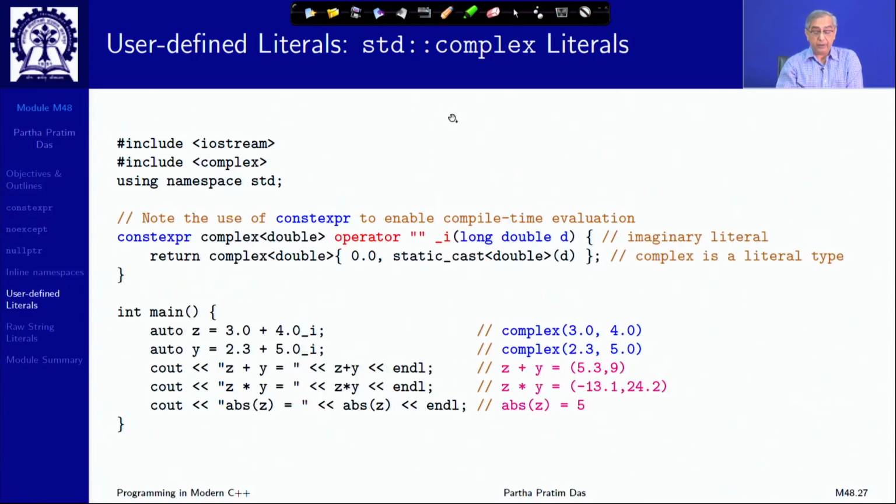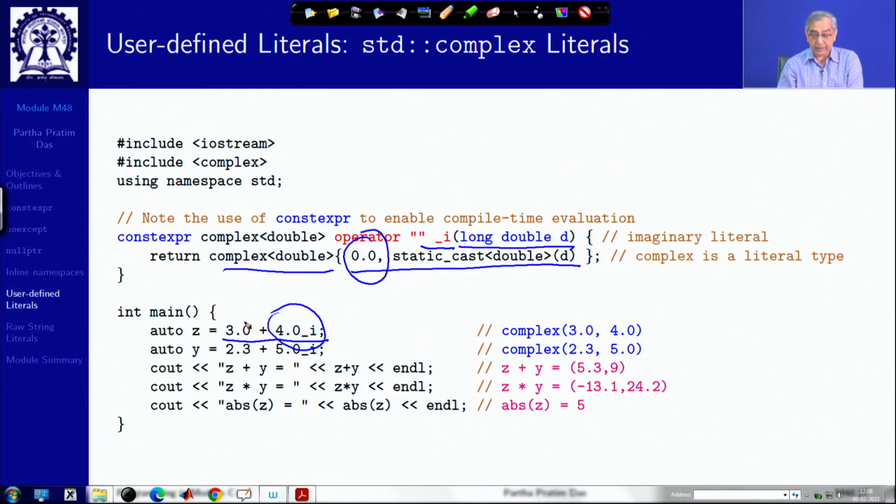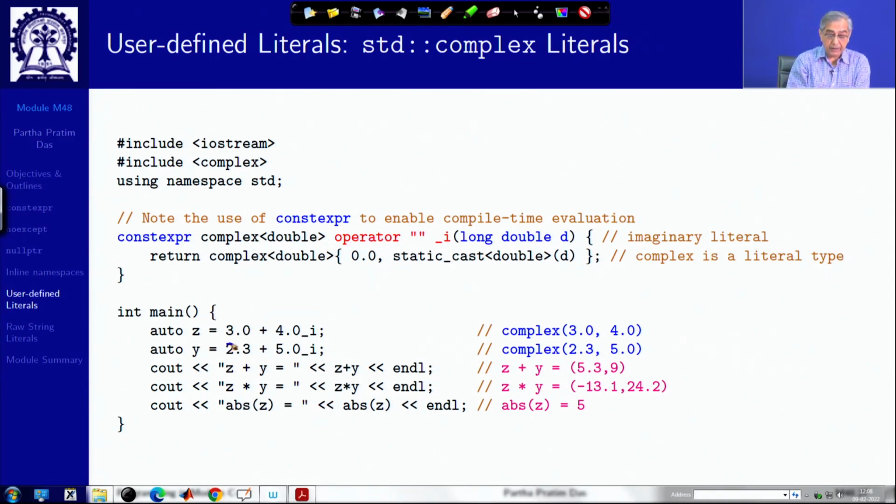Similar thing can be done for say a complex. So, I am using an underscore i, the value is taken as long double, and I construct a complex object of the standard library. And then I use it like this. I am assuming that the real part is 0 and the imaginary part is provided by this literal conversion. So, 3 plus 4.0 underscore i gives me a complex number 3.0 plus 4.0 i, because the 4.0 underscore i literal gives me 0 plus 4.0 i, then that is added to 3.0 and I get that.